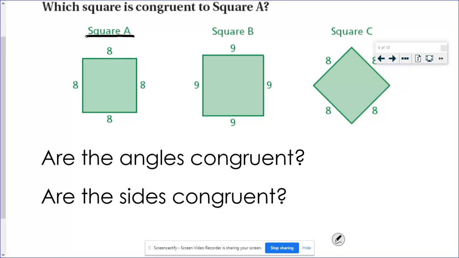So are the angles congruent? Yes, because they're squares. They have to have right angles. Are the sides congruent? Yeah, they are. So it's got to be C for our answer on this one.